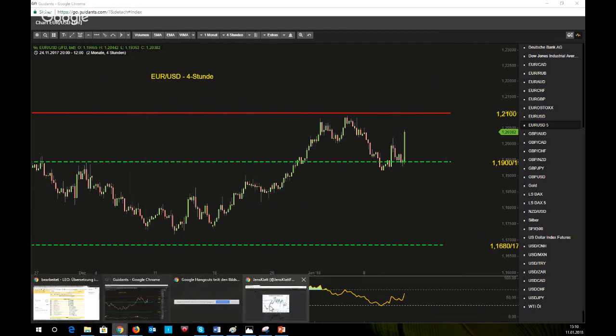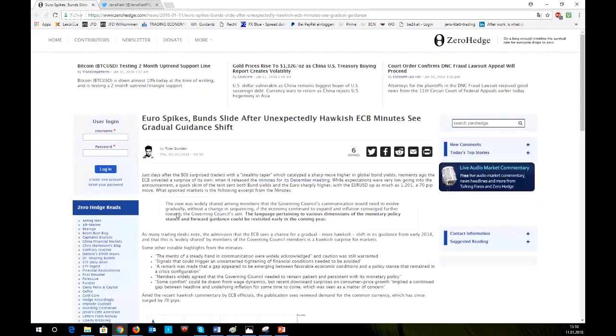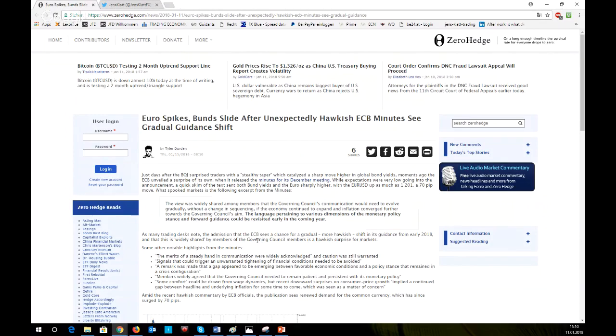So what's happening is the following. The ECB minutes have, what's the word for this, here's one excerpt out of this statement. And it says, and this is something you can see here in bold, the language pertaining to various dimensions of the monetary policy stance and forward guidance could be revisited early in the coming year.